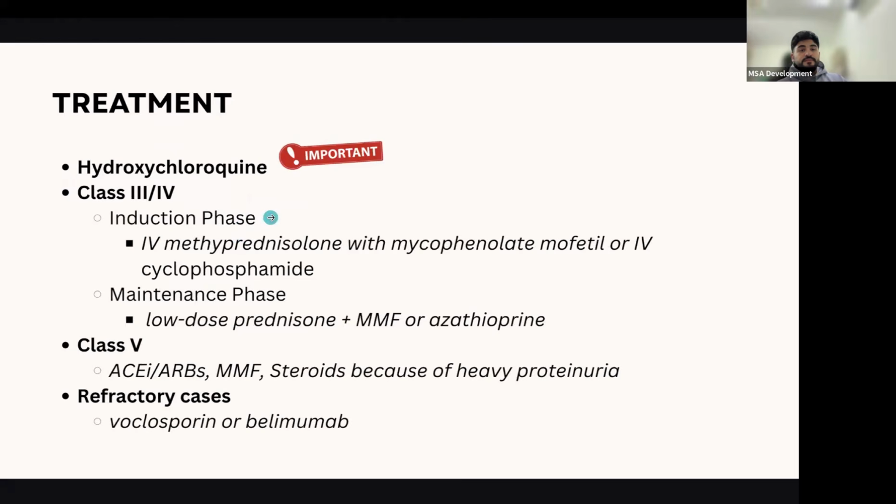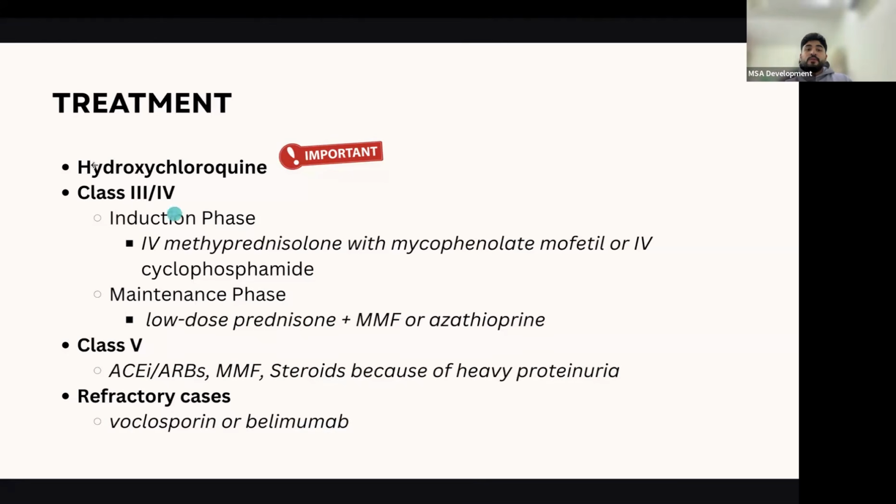How do we treat? If you guys want to skip this slide and remember only one drug, it's going to be hydroxychloroquine. Every patient who has SLE needs to be on hydroxychloroquine. No questions asked. You guys don't even want to think about it. Hydroxychloroquine. However, as the disease progresses, there are things that you would add.